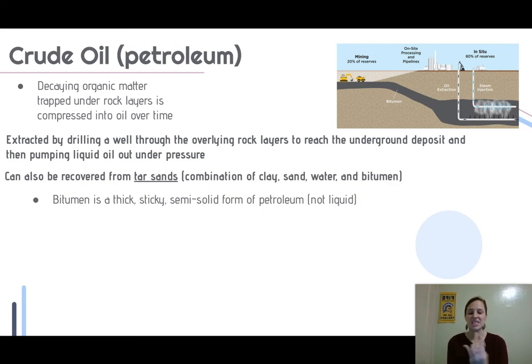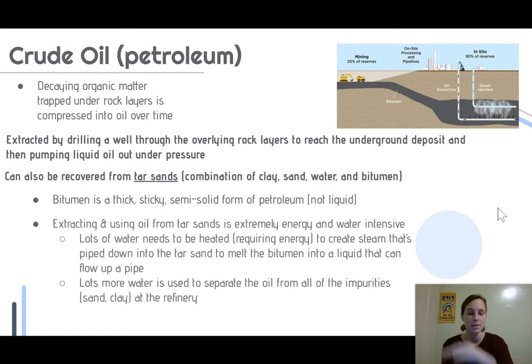It's a thick, sticky, semi-solid form of petroleum. It's not liquid, and so it's not going to be easy to just pump out of the earth and extract it. And so in order to get this out, this has actually become something that's more popular lately as we are continuing to deplete our readily accessible fossil fuel reserves. And fracking is going to be one of the ways that we are going to get this out.